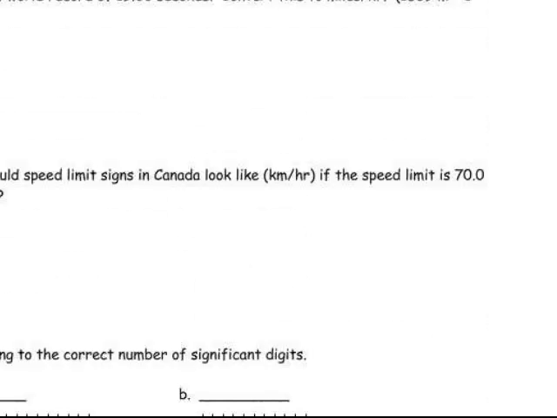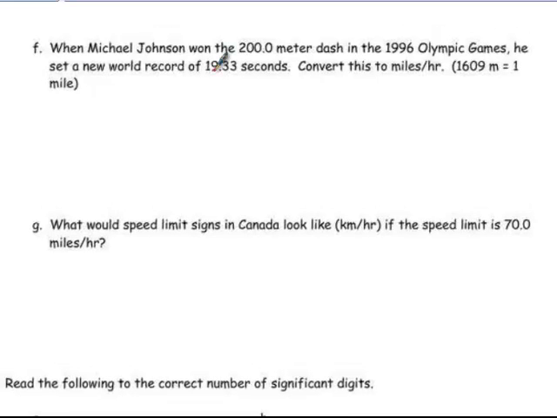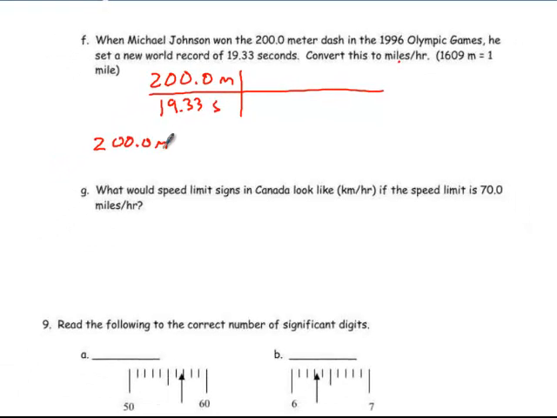All right, last couple. Michael Johnson won the 200-meter race in 19.33 seconds. We want it in miles per hour. 2 ways we can do this one. 200.0 meters on top. Why on top? Well, because the meters are going to become miles. Seconds, 19.33 seconds on the bottom, because seconds are going to become hours. So miles per hour is what we're going to end up with once we change this to miles and seconds to hours.